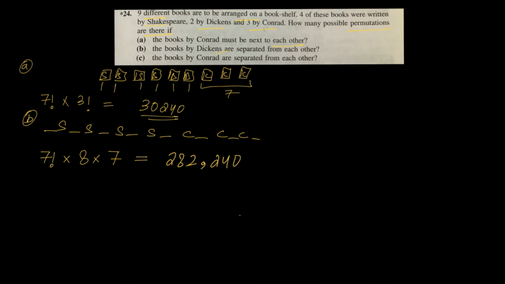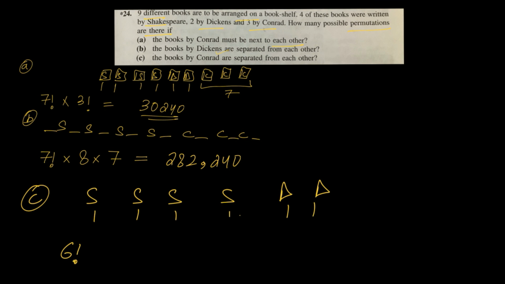Okay, now let's take a look at the third part. The third part is similar to the second one. The books of Conrad are separated from each other. So if we consider the other books and forget the books of Conrad for a second, these are 6 books which can be shuffled in 6 factorial ways, and then we have 7 spaces. The first book of Conrad can come in any of the 7, the other in any of the 6, and then the last one in any of the 5. So this will give us 151,200.